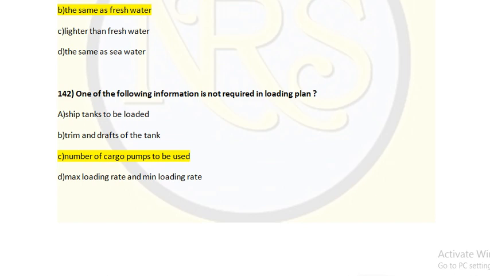In the loading plan, how many cargo pumps you are going to use, you mention. This time period I am going to use this many pumps. After this I will stop this pump, I will start this ballast pump. This is just a plan, but this is not required information. So option C is the correct answer for question number 142.